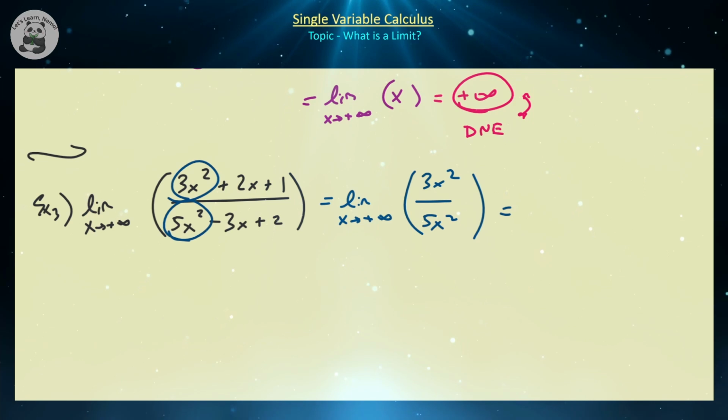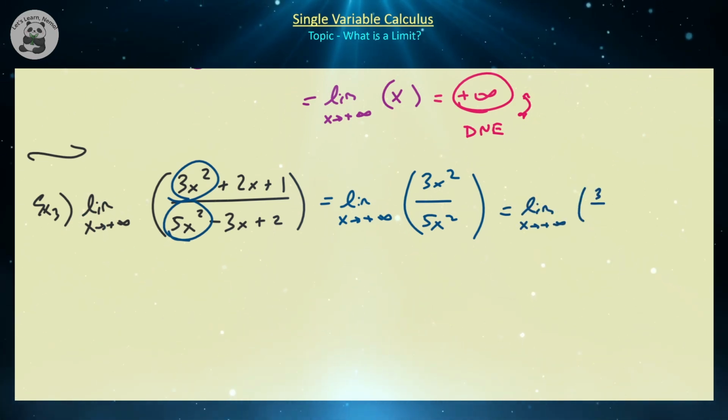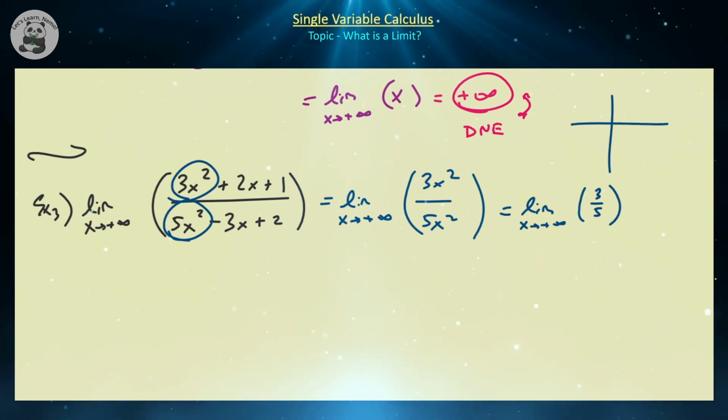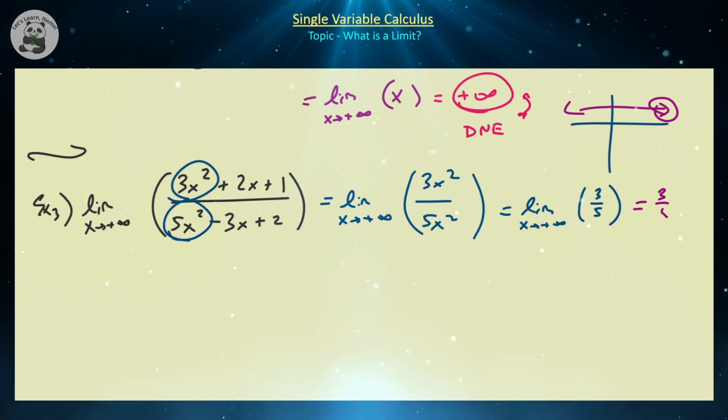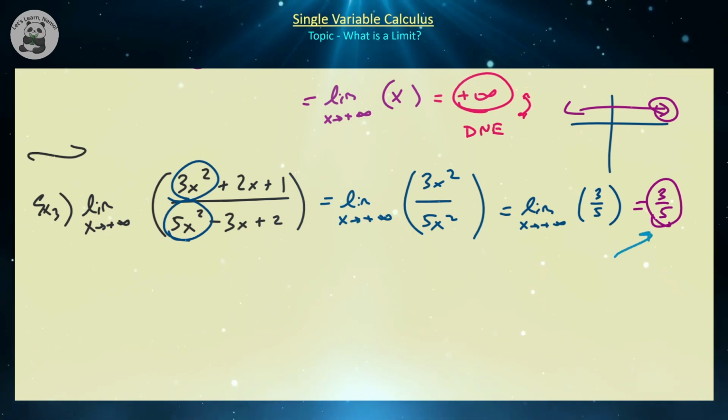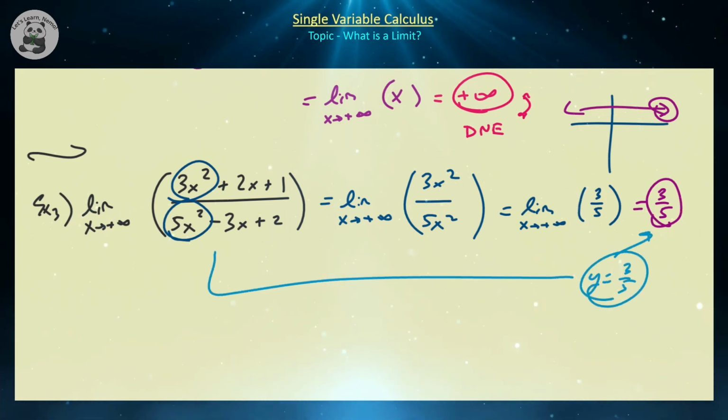So the x squareds will cancel and we're left with the limit as x approaches positive infinity of 3 divided by 5. And we know 3 divided by 5 is just a constant function and is always equal to 3/5, regardless of the value that you're approaching, and hence that is your limit. Now, in case you don't know the significance of these limits at infinity, one can say that y is equal to 3/5 is the horizontal asymptote of this associated rational function.